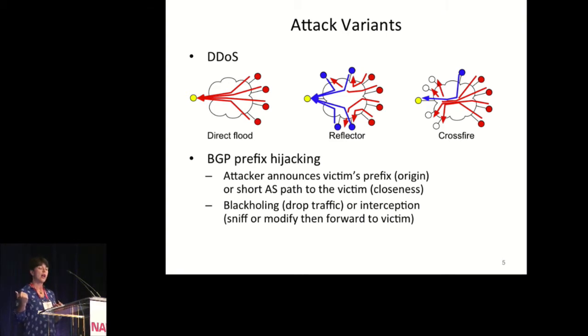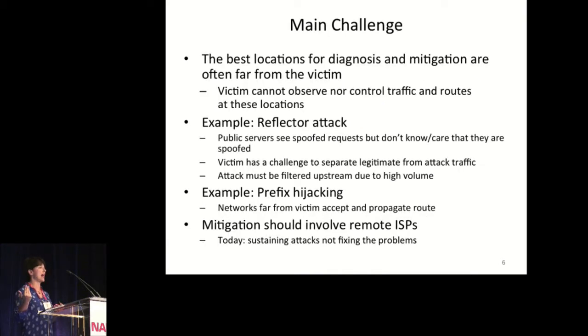In BGP prefix hijacking, we look at origin and closeness attacks. In origin attacks, the attacker announces the prefix of the victim and thus attracts the traffic. In the closeness attacks, the attacker claims to be close to the victim, so he claims the short AS path, and that's how he attracts the victim's traffic. And once he attracts it, he can drop it. This is the blackholing attack, or he can modify it or sniff it and forward it on to the victim. That's the interception attack. So looking at all these attacks, we ask, what is the thing they have in common?